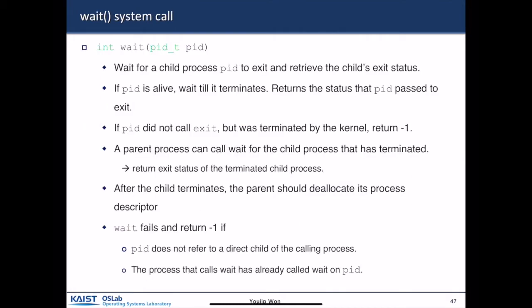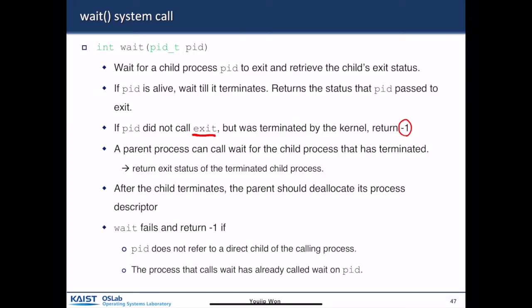Let me explain how we implement the wait system call. Wait system call waits for the child process to exit, and it retrieves the child exit status. If the PID process is alive, it waits till it terminates, and then it returns the status that PID passes to exit. If the PID did not call exit but was terminated by the kernel, it returns -1. It is possible that the parent process can call wait for an already terminated child process, and then it returns the exit status of the terminated child process.